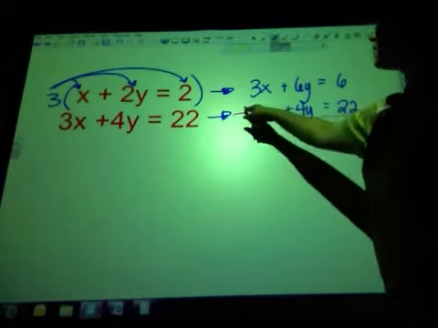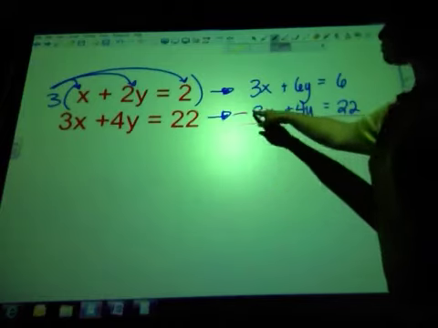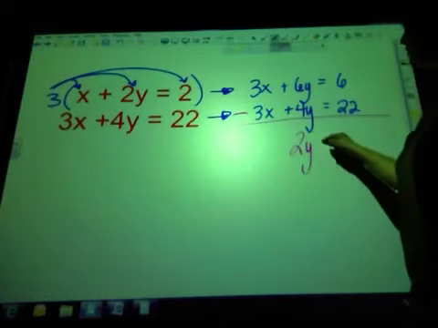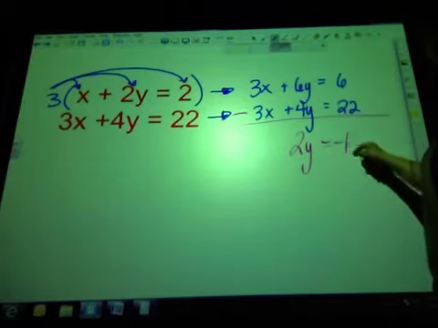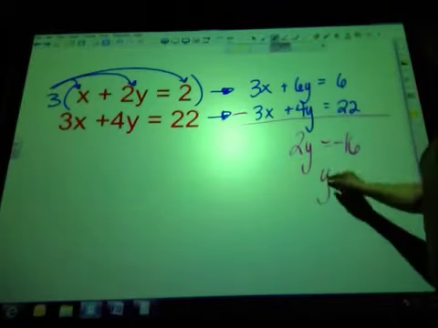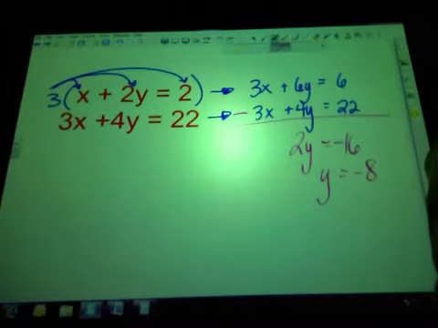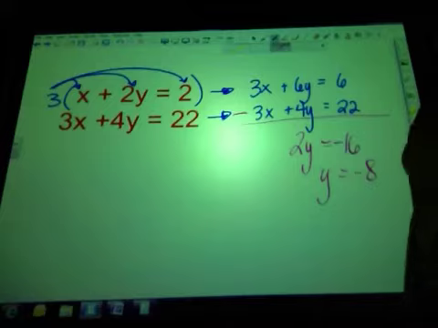So I do 3x minus 3x, that's 0. 6y minus 4y is 2y. 6 minus 22 is negative 16. So I have y equals negative 8 after I divide both sides by 2. Then you have to plug that in and solve for x still.